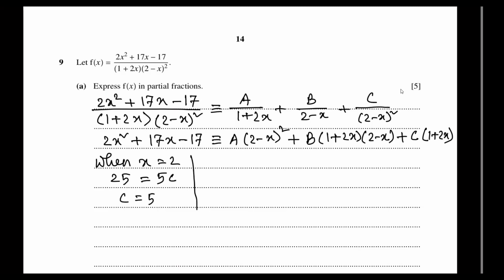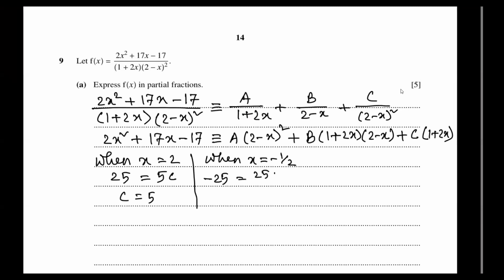Then to find the value of another constant, let's use the second shortcut value, which is minus half. If we substitute minus half, the left hand side becomes 2 into 1 by 4, that's half, minus 17 by 2 minus 17, so that is minus 25. And the right hand side becomes A times 25 by 4, 25A by 4, B times 0, C times 0, so A is minus 4.